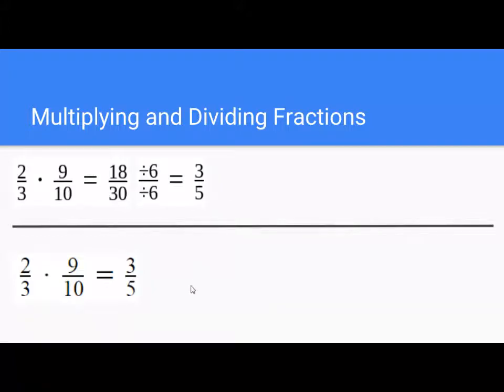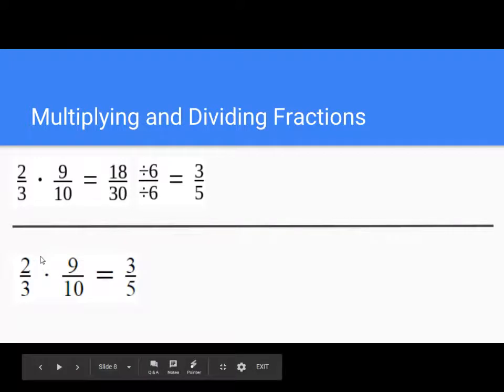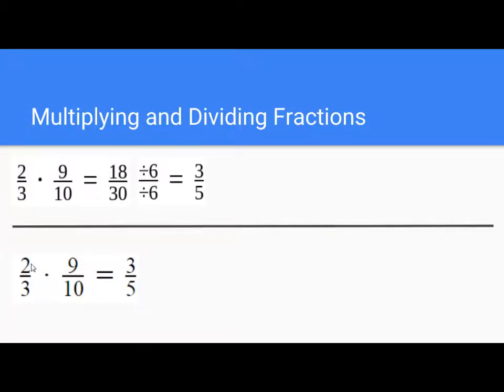There is another way. 2/3 times 9/10. Instead of multiplying first and then reducing, we could reduce first and then multiply. This is what's called cross-reducing or cross-simplifying. What we're looking at is top and bottom, and it doesn't have to be diagonally, but top and bottom. Is there anything we can reduce? Or are there any 2 numbers that we can factor out of both of them? I'll show you what I mean.